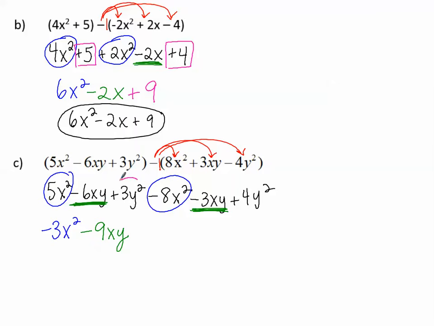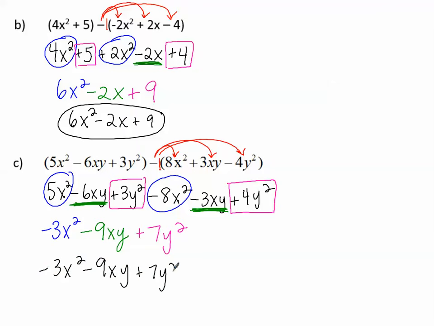Finally, we've got some y squared terms, positive 3y squared and positive 4y squared. That makes positive 7y squared. And we've done it. Negative 3x squared minus 9xy plus 7y squared.